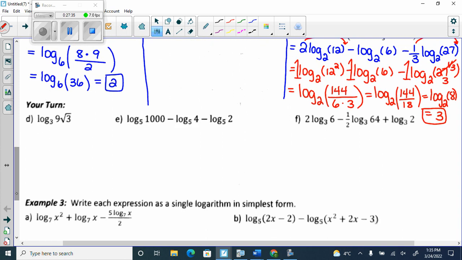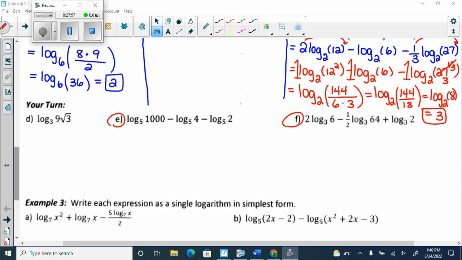So I'm going to have you work on E and F. Try these two. And we're going to go through them. So, for E, do the two stipulations exist so that I can just do E? Yes. The two stipulations that exist are base 5, base 5, base 5.